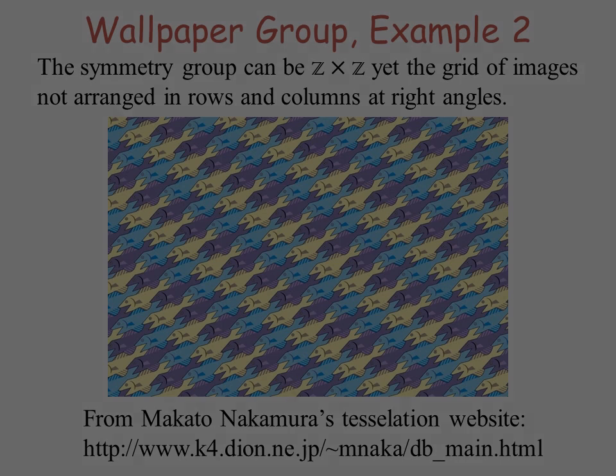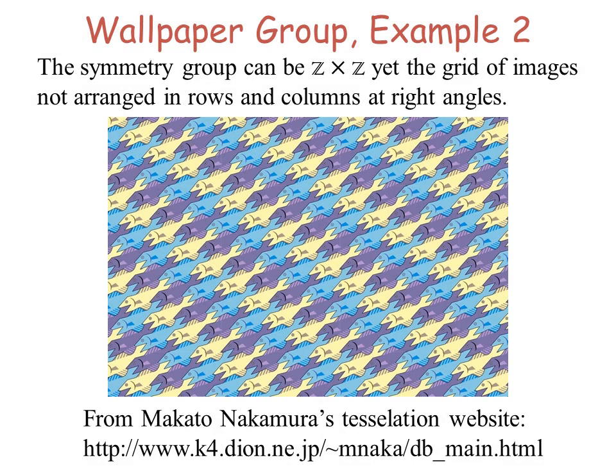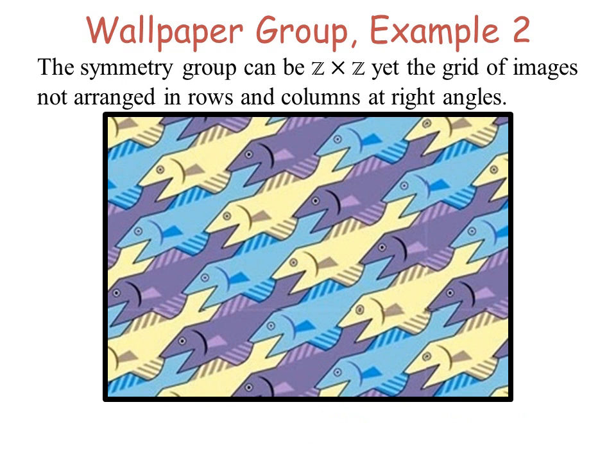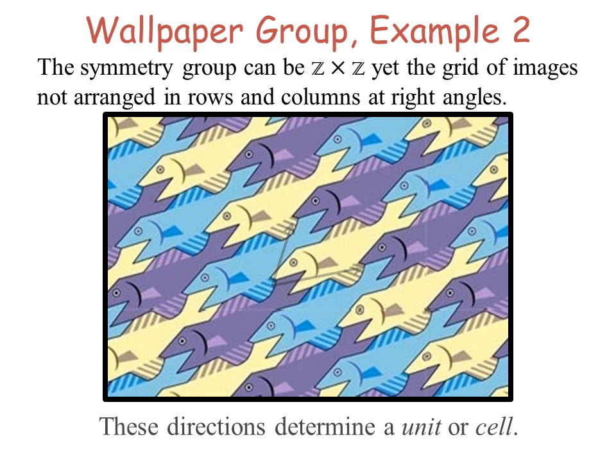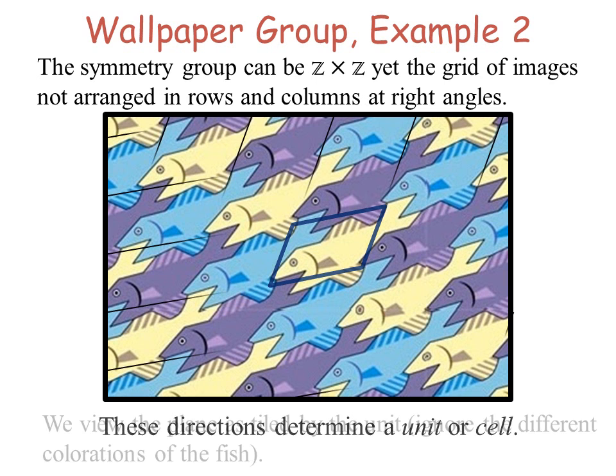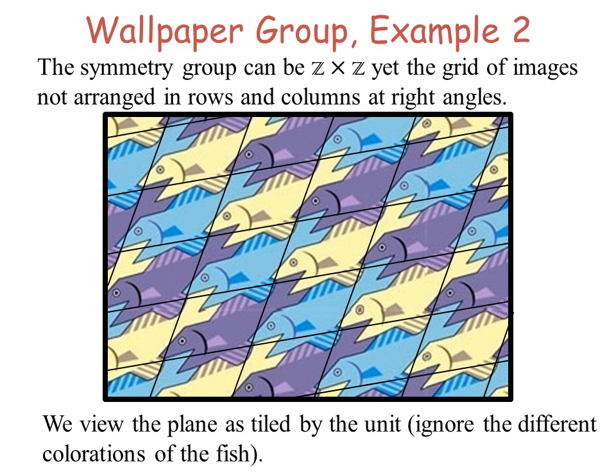The symmetry group can be Z times Z yet the grid of images not arranged in rows and columns at right angles. Here in Makoto Nakamura's Fish 3 tessellation of the plane, the grid of images is generated by translations in these directions. These directions determine a unit or cell. We view the plane as tiled by the unit.